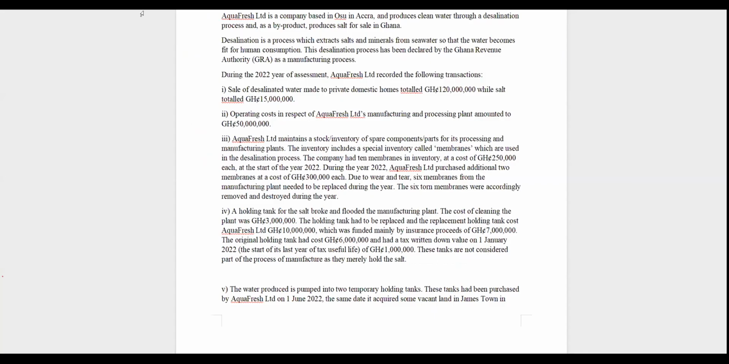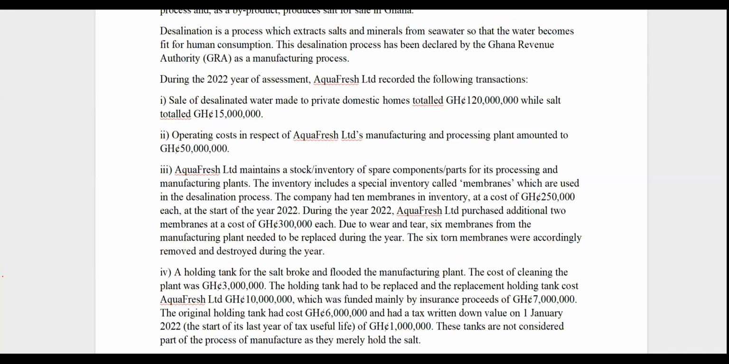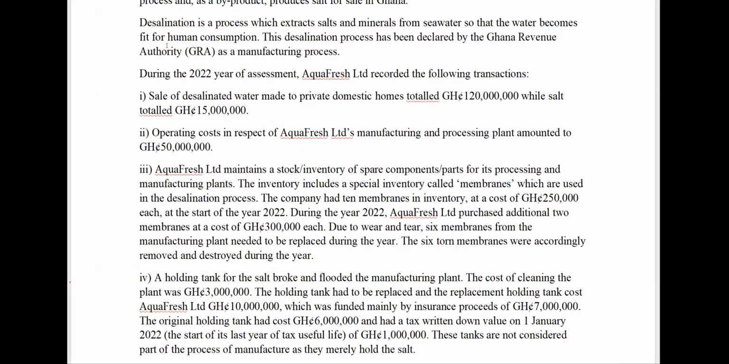See, Aquafresh, right? A company based in Osu that produces clean water through a desalination process and, as a byproduct, produces salt for sale in Ghana. Can you all see my screen? Desalination is a process which extracts salts and minerals from seawater so that the water becomes fit for human consumption. This desalination process has been declared by the GRA as a manufacturing process.